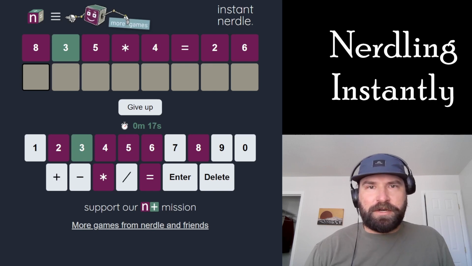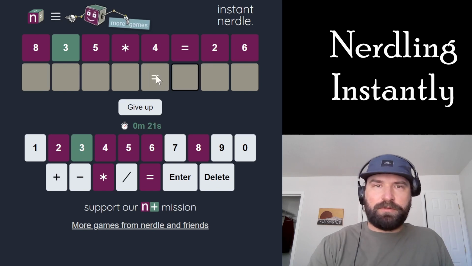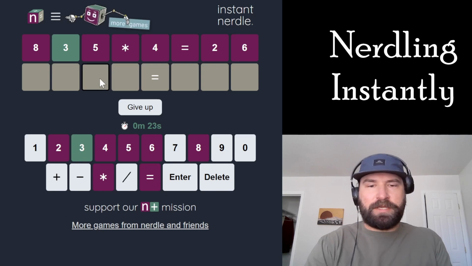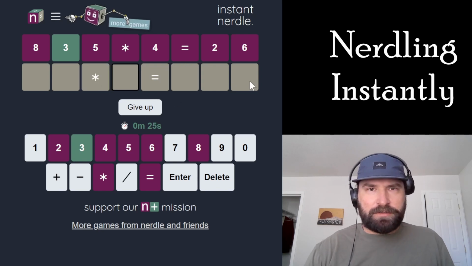All right, let's crush an instant nerdle. We got multiplication today, so these are always pretty tough. It's going to equal a triple-digit number. Multiplication is going to go there. That's the way this has to lay out.